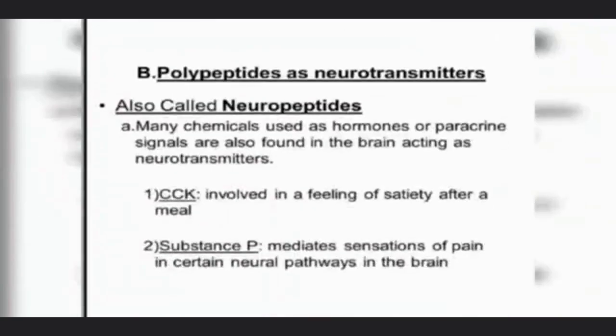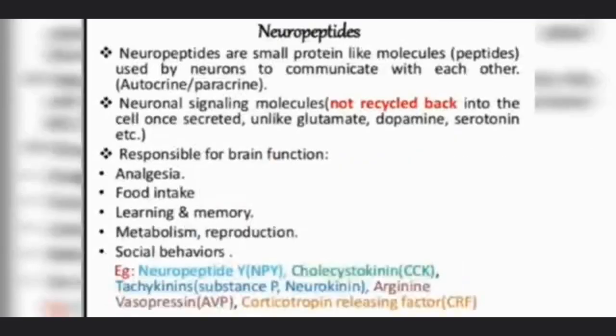And so far all of them I have explained are polypeptides as neurotransmitters. These are also called neuropeptides, like CCK and substance P, as some examples.